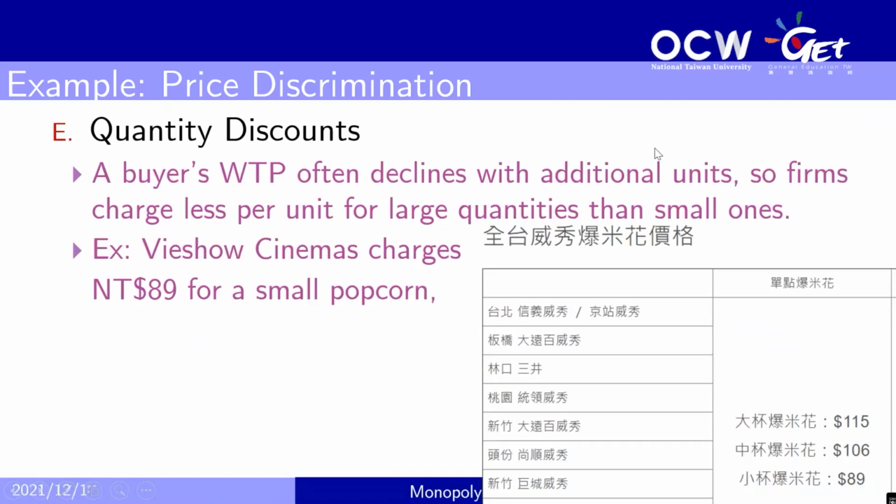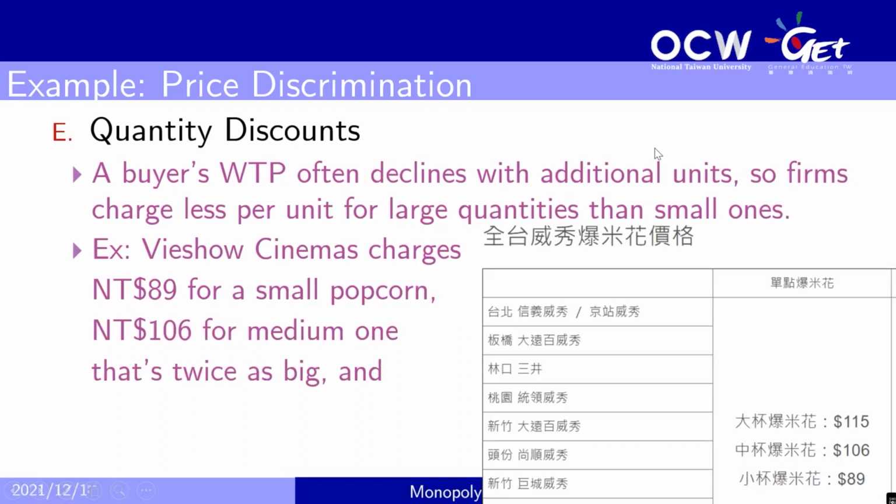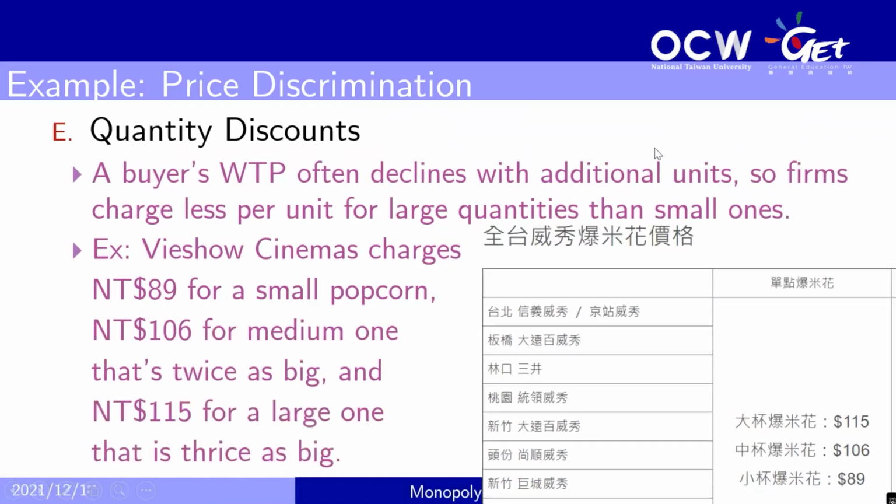So here is Huana Weishou's popcorn price. Small is 89, medium is 106. That's twice as big as small. And large, which is 3 times as big, is only 115. So it's almost like they encourage you to buy the big.